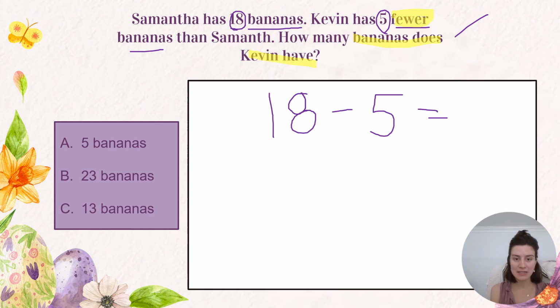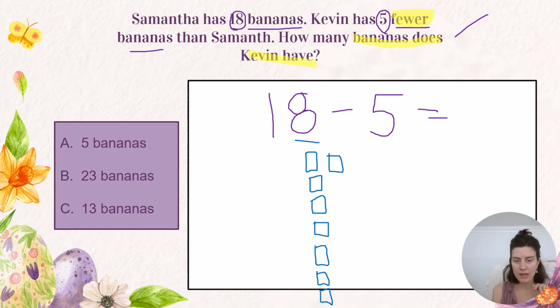So again, I'm using place value to solve. I'm going to draw the place value for the number 18. Looking at the number 18, I have an 8 in my ones place, so I'm going to draw 8 ones. 1 one, 2 ones, 3 ones, 4 ones, 5 ones, 6 ones, 7 ones, 8 ones, and then how many tens do I have? I have 1 ten.